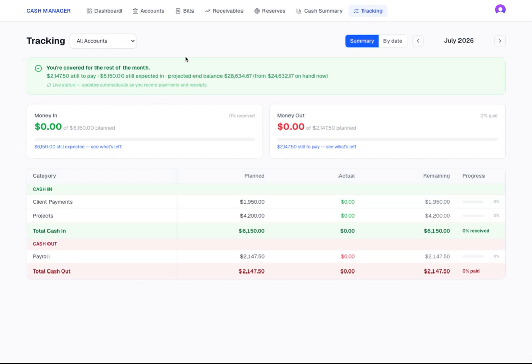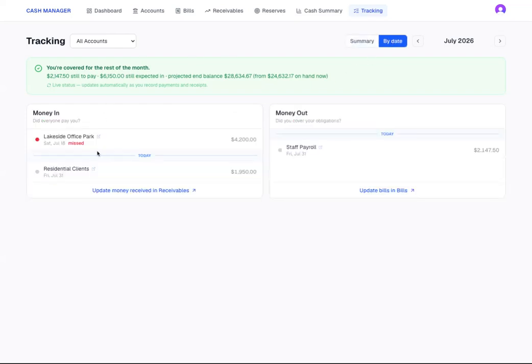On the tracking screen, this just gives you an idea if you've ever thought in your head, did everyone pay me this month? Did I pay all my bills this month? And even though we don't have any transactions yet, this just gives you an idea of what that would look like. But you could see that this one receivable hasn't been paid. It's past today and it's been missed. And then we haven't made our staff payroll yet because it's not Friday. So that's just to give you an idea of some of the things that you can already start to learn from using the cash manager, even if you have very limited information.